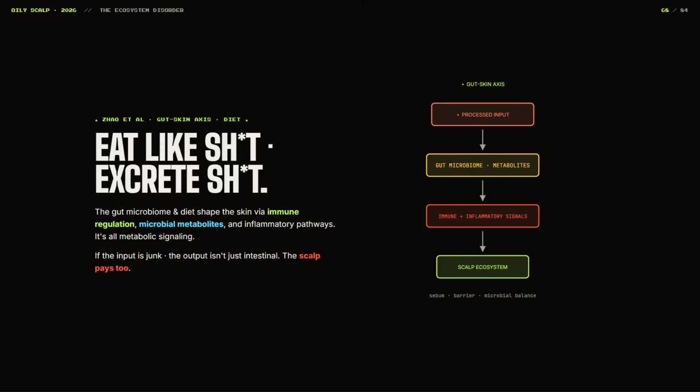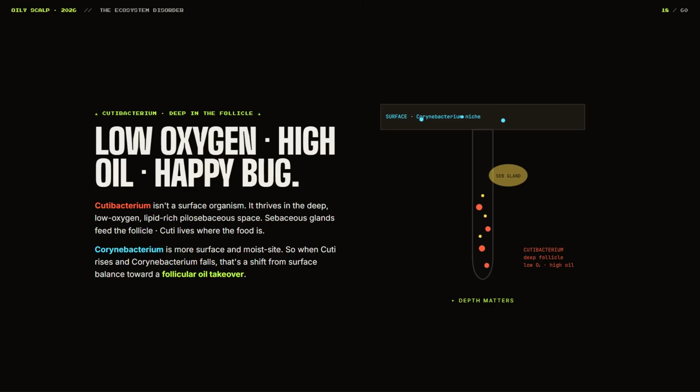Zhao et al., with their gut-skin axis review, adds another layer because it shows that your gut microbiome and even your diet itself can influence skin through immune regulation, microbial metabolites, and, in general, inflammatory pathways. All of this relies on metabolic signaling. So, of course, be cautious of what you eat. If you eat like shit, you're going to excrete shit. Not just out of your ass, but also out of your skin, if we're going to be honest.